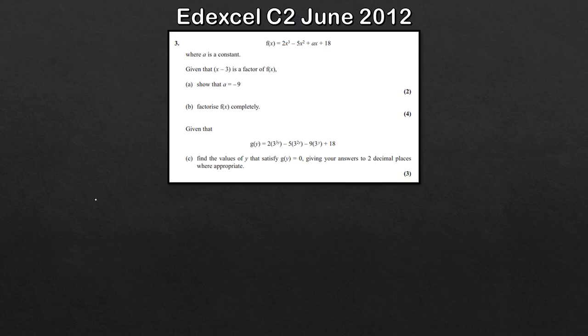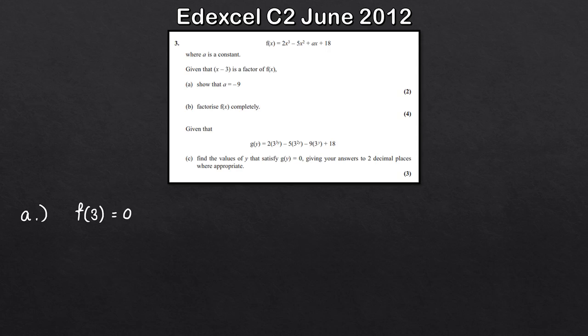So for part A, this is pretty standard. We just want to show that a is equal to minus 9. So the first thing we can start with here is we're told that x minus 3 is a factor of f of x. So if x minus 3 is a factor of f of x, what that means then is f of 3 must be equal to 0.